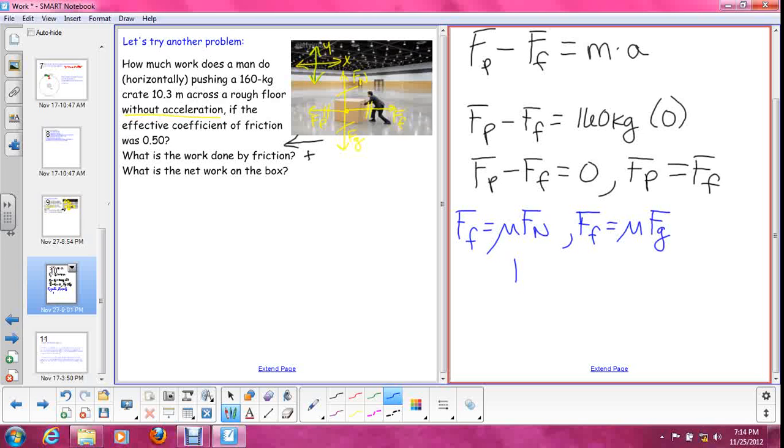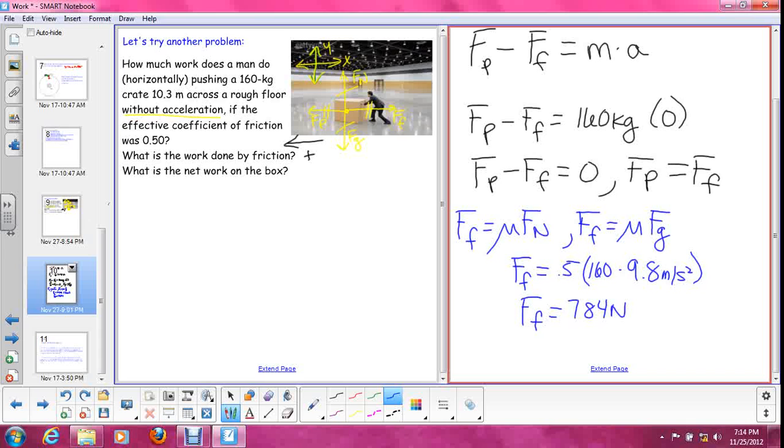So now we can plug some numbers in. The force of friction is equal to 0.5, which is our coefficient of friction, times the mass of the box, 160, times the acceleration due to gravity, 9.8. Remember, whenever you're finding the weight of an object, you take its mass and multiply by the acceleration due to gravity, which on Earth is 9.8. So when you do all this out, you find that the force of friction is equal to 784 newtons.